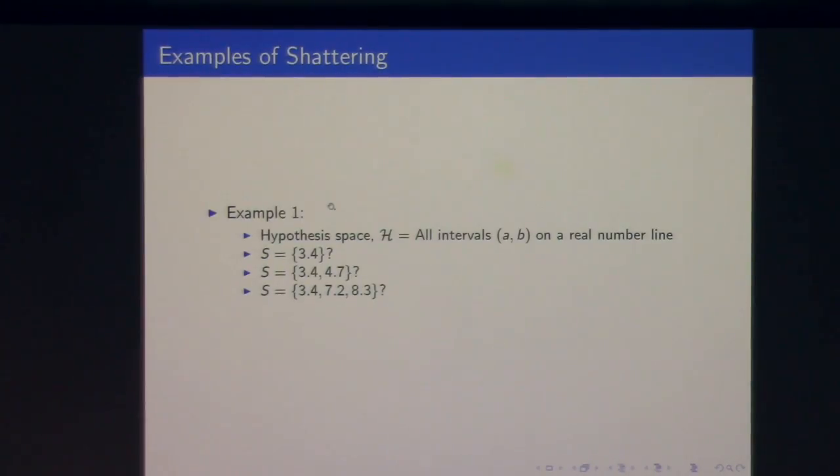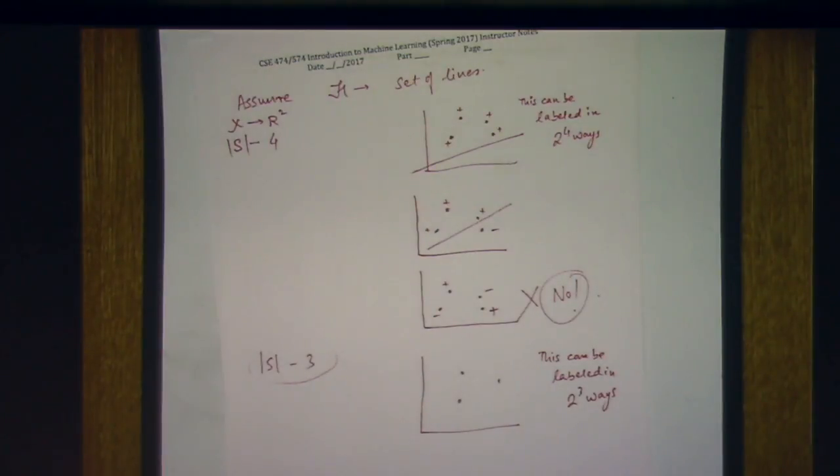Let us say that our data is represented in this one-dimensional space, so every data point has only one feature. That means you can put it on a number line. And let's say our hypothesis space is defined as intervals on this line. Any hypothesis can be defined as two values on this number line.